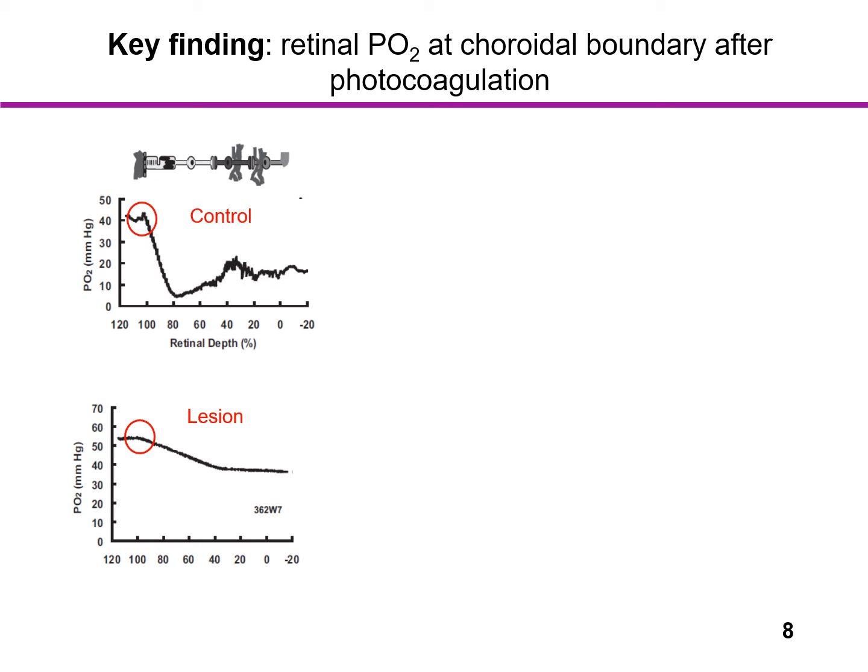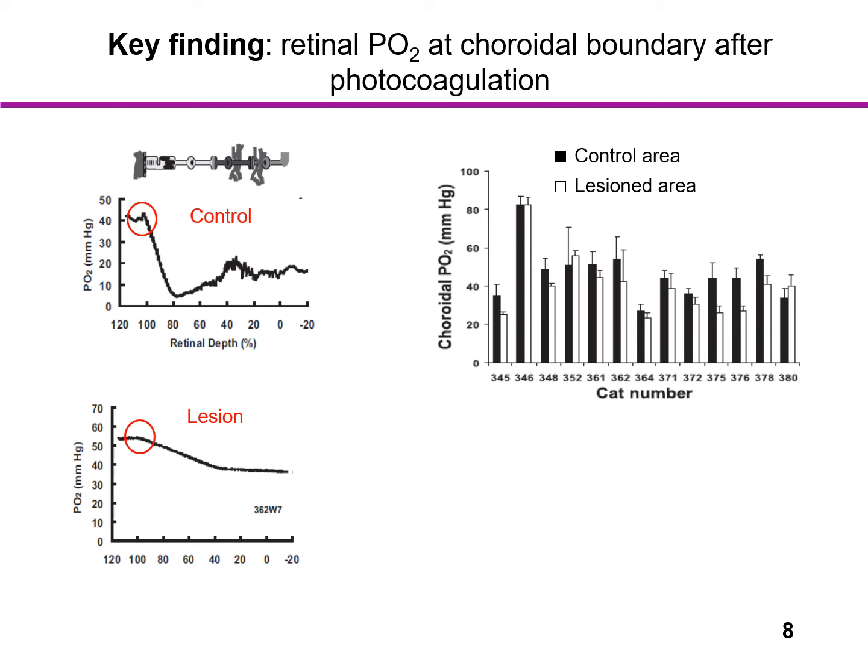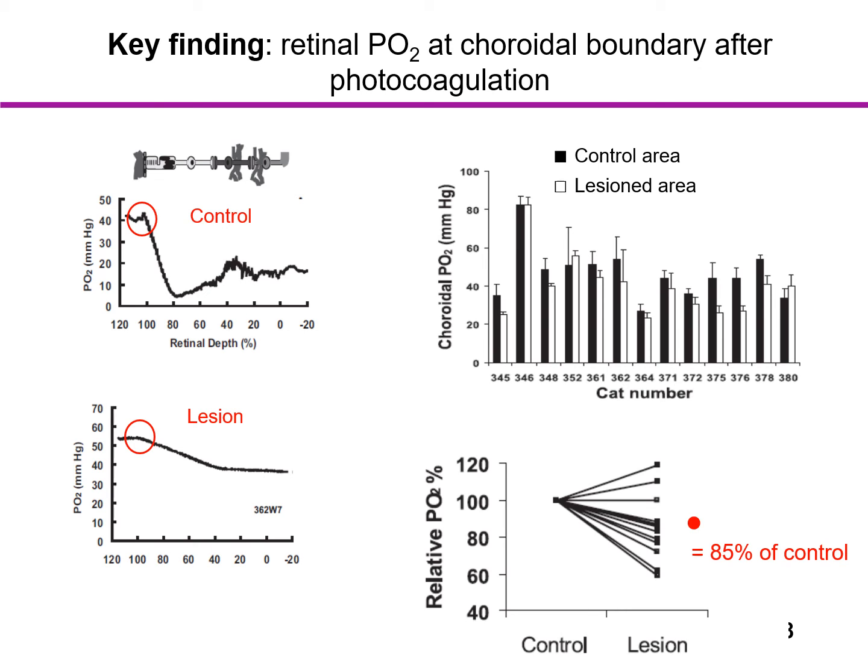But the PO2 at the choroid is actually not changed very much at all, even though the choriocapillaris is missing. You can see that in all of these different animals where the black bars are control areas and the white bars are lesioned areas. And if we look across all of these animals, the PO2 at the choroid is about 85% of the control value in the lesioned areas on the average.